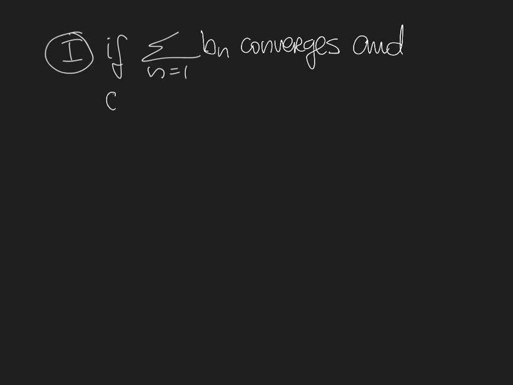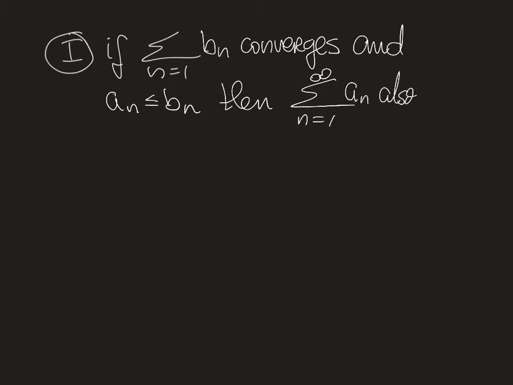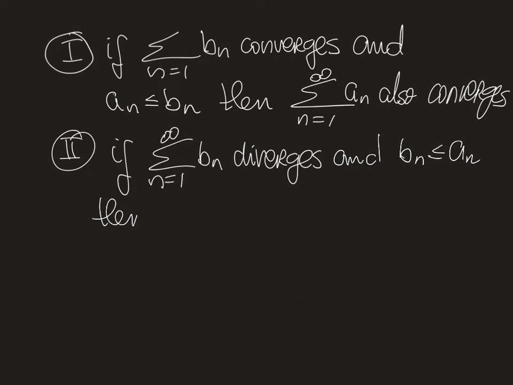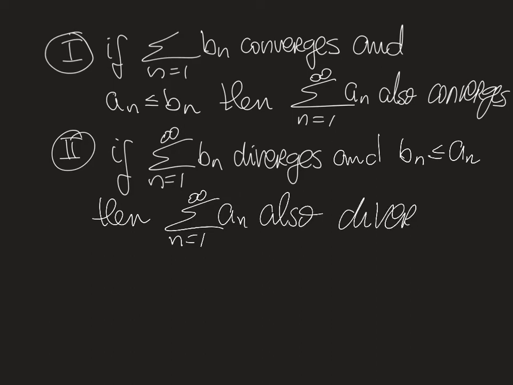Here's the first part of the comparison test. If the b sub n series, n equals 1 to infinity b sub n, converges, and a sub n is less than or equal to b sub n for all n, then the series n equals 1 to infinity of a sub n will also converge. And here's part 2. If the b sub n series 1 to infinity b sub n diverges and a sub n is greater than b sub n for all n, then the a sub n series also diverges. So those are the only ways you can use the comparison test correctly.